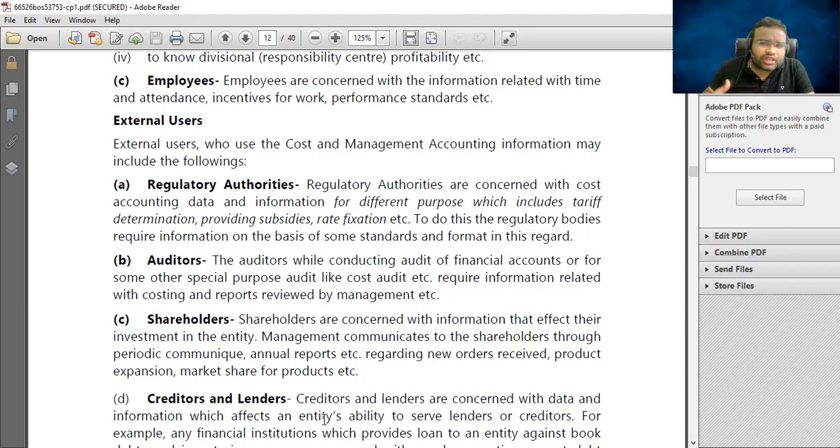Now, unless I give the correct cost data to the government, how can they reimburse my extra cost? That is the reason cost accounting data is used by regulatory authorities for tariff determination, subsidies, rate fixation, etc. Auditors, yes, we are statutory auditors. We wanted to find out the cost, so we may use the cost data. Or if you are doing a cost audit, the cost records are required for the cost audit.